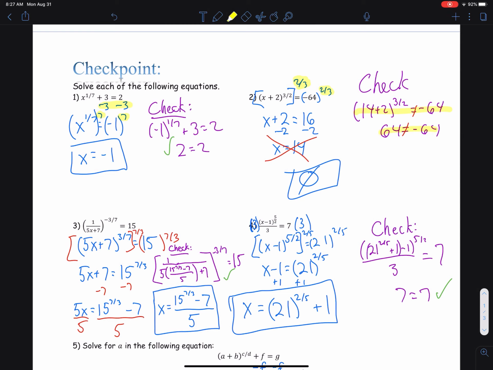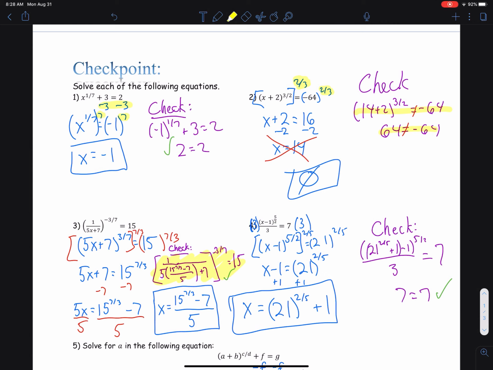Number 3, you could have done this a couple of different ways. What I chose to do first is I chose to make that exponent positive. So I made it 5x plus 7 to the 3/7. I flipped the base. You could have multiplied both sides by -7/3. But that's just going to make a little bit more work down the road. It's going to keep that left side as a fraction. You have to cross multiply. So this is probably the easiest way. And then the check, it worked out. I did not do this by hand. I just plugged in the calculator, and I got 15 equal to 15.